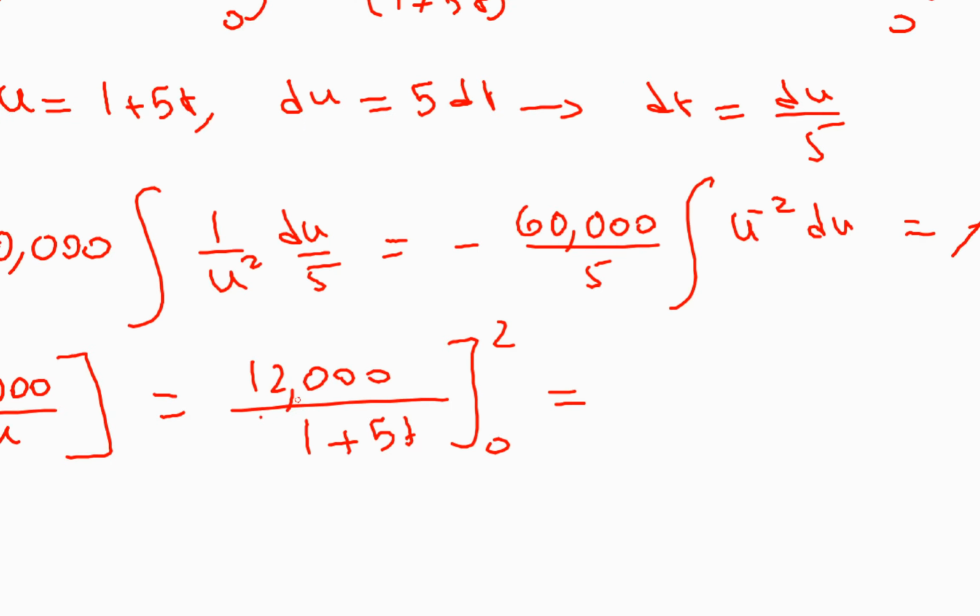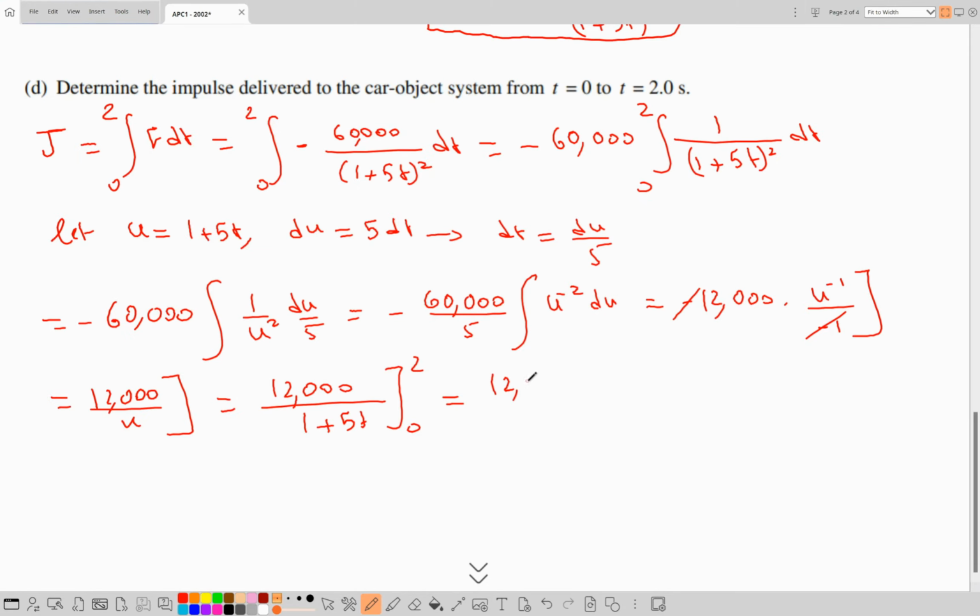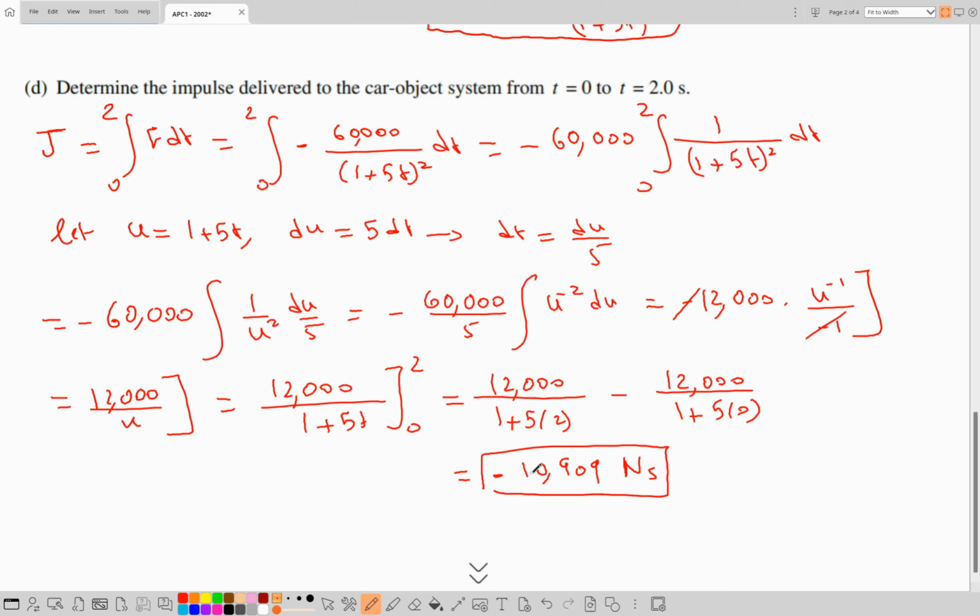So what does this mean? We're going to compute this function twice, one at 2 and one at 0, and take the difference between them. That would be 12,000 over 1 plus 5 multiplied by 2 minus 12,000 over 1 plus 5 multiplied by 0, and plugging this expression into the calculator, we're going to have a value of minus 10,909, and the unit of impulse is basically newton second or kilogram meter per second. Let me use newton second, and here it's negative.